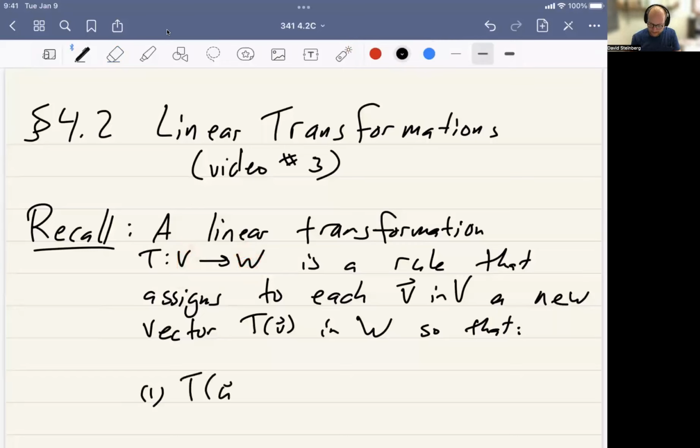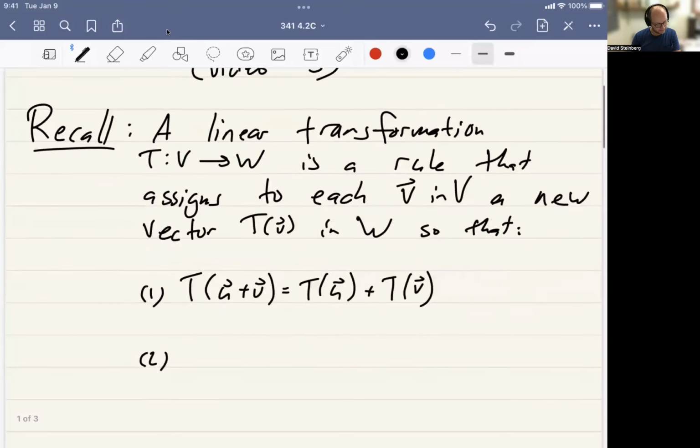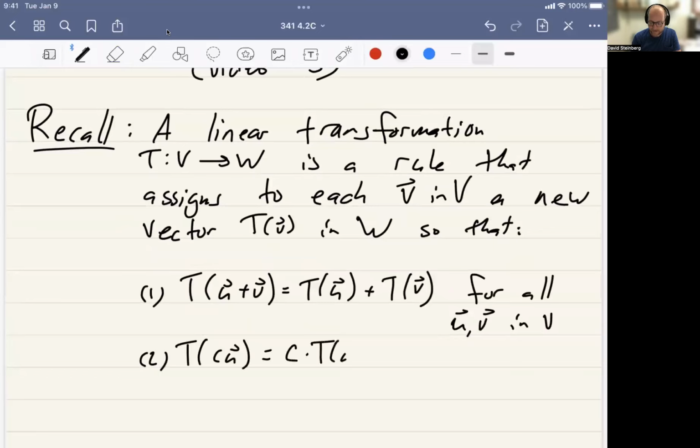We want, if we apply T to a sum of vectors, it should be the same thing as if we applied T individually to each vector and then added them together. This is for all u and v in V. And also the same thing for scalar multiples. It should be the same as if we took the scalar multiple after we applied the transformation T. This is for all u in V and c in the real numbers.